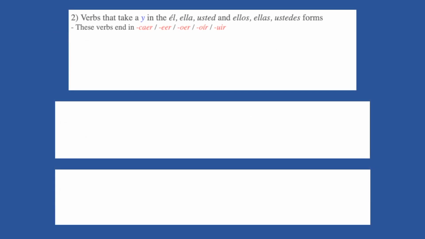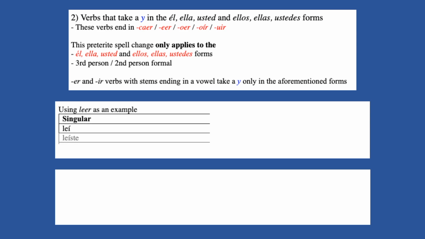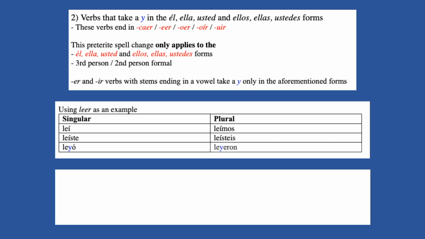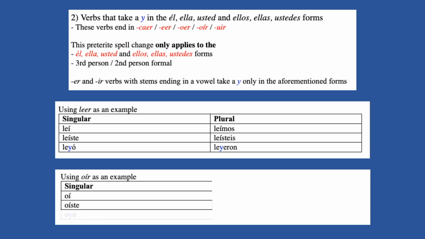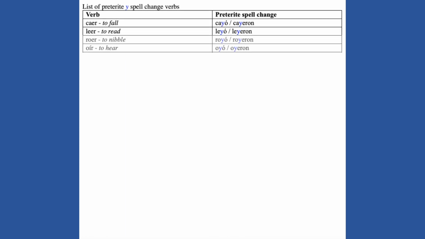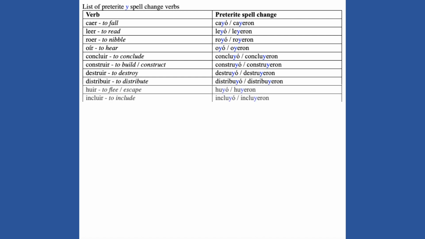Some verbs undergo a Y spell change in the preterite, but this only applies to the third person singular and plural forms. For leer we have leí, leíste, leyó, leímos, leísteis, leyeron. For oír we have oí, oíste, oyó, oímos, oísteis, oyeron. These are some of the verbs that undergo a Y spell change in the third person singular and plural forms.